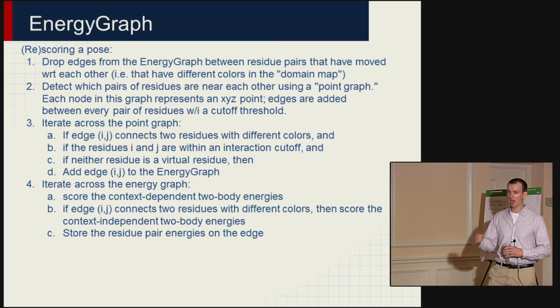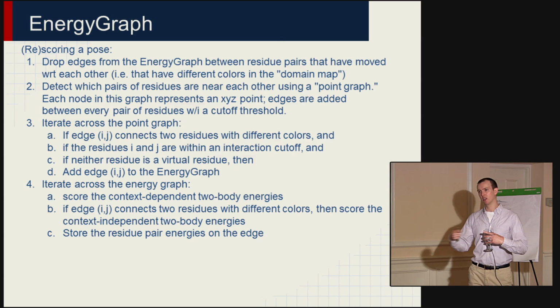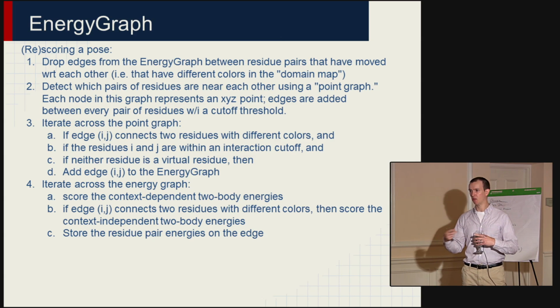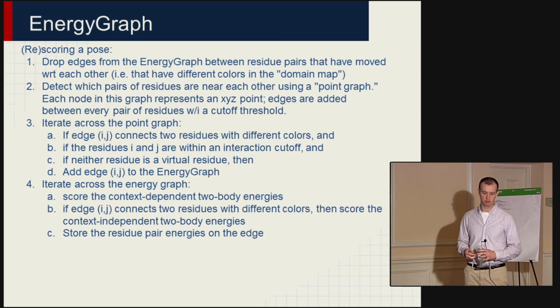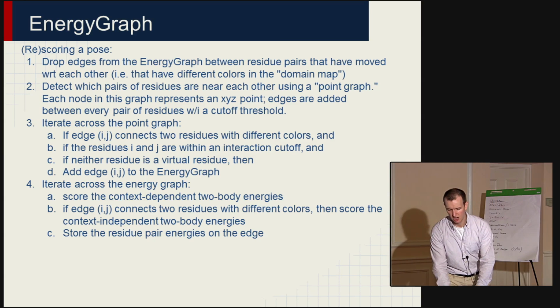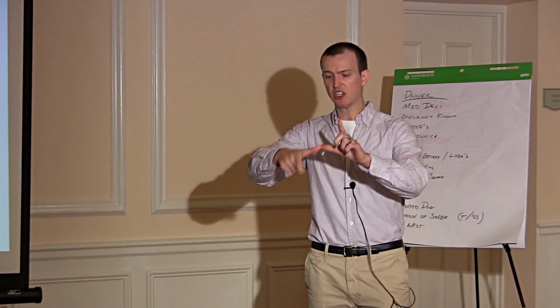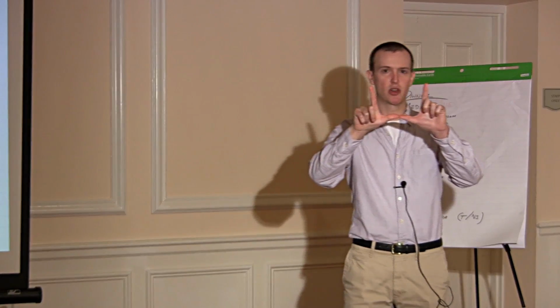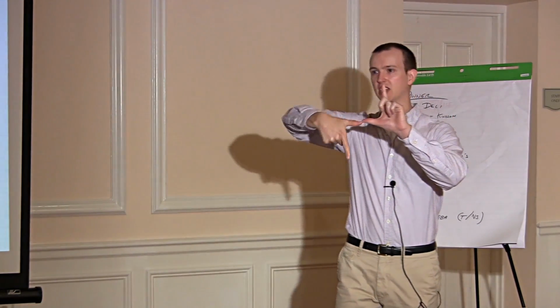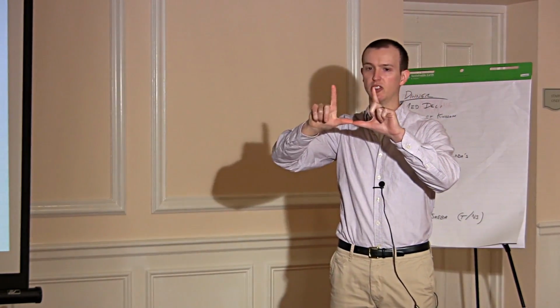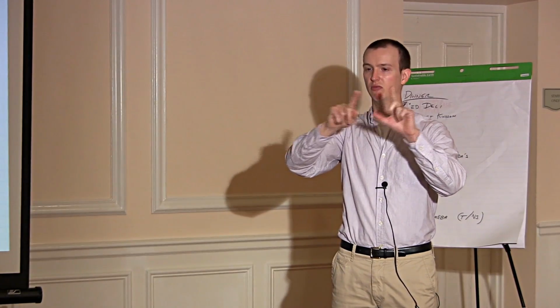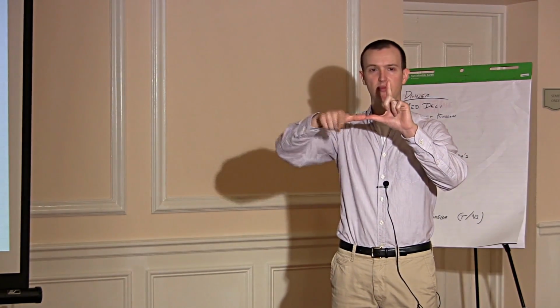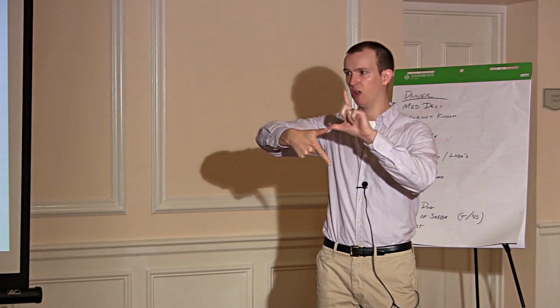So if two residues have moved with respect to each other, that means the energies that were stored in this edge are now obsolete. They don't represent the current energies in the system. As an example of why you don't throw away all the edges, imagine you've got your ab initio structure and it's folding in this direction, and you make a change in the middle of the structure, and that change propagates downstream. Now the interactions between residues here and residues there all have to be recalculated. They're no longer accurate.